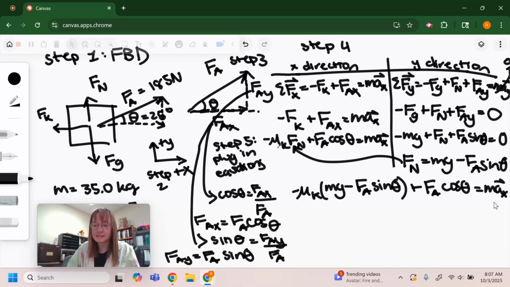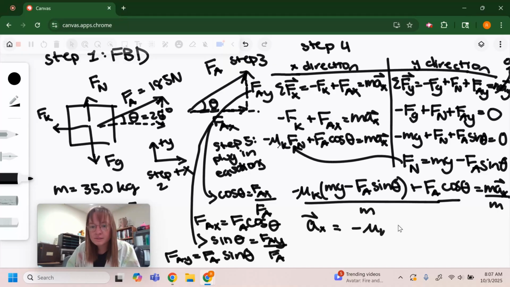And my very last step here is to rearrange to solve for ax by dividing both sides by m. Now I get that ax is equal to negative mu k times mg minus FA times the sine of theta, plus FA cosine of theta, all over m. And now we are good to plug in numbers.